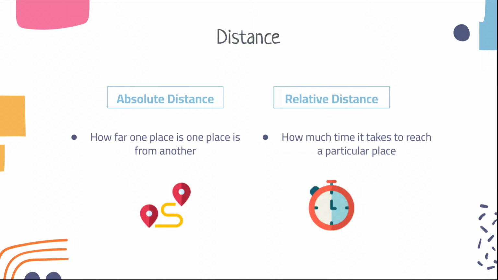Distance can also be described by absolute distance and relative distance. Absolute distance is a measurement in units of how far apart things are, while relative distance measures in units how much time it takes to reach a particular place.